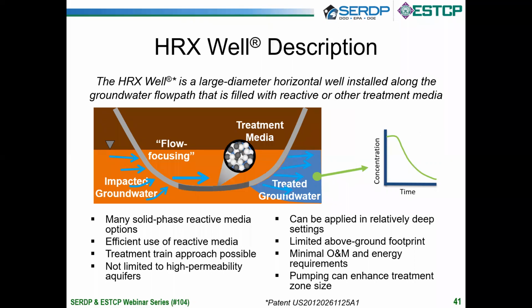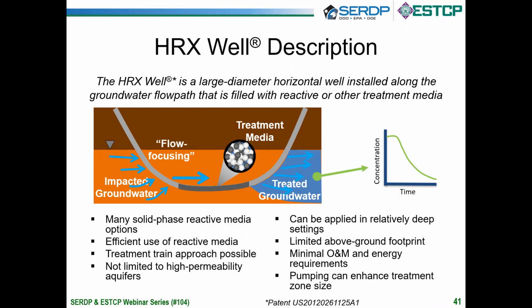And of course, as such, treatment in the aquifer down gradient of the HRX well follows some type of an elution curve, like shown there conceptually on the right, where there's a period of time after installation where nothing happens because the arrival of that clean water hasn't occurred yet, and then there's some sort of washout curve.